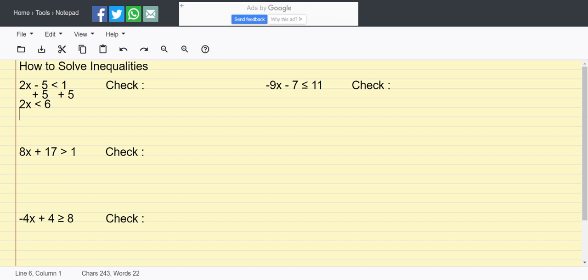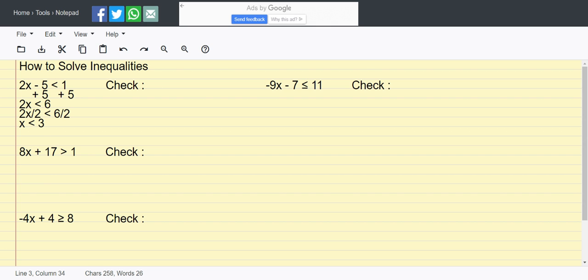The next step is to divide both sides by 2. 2x divided by 2 is less than 6 divided by 2. So x is less than 3. And to check if this is the correct answer, we can plug in any value that is less than 3 into the x value.